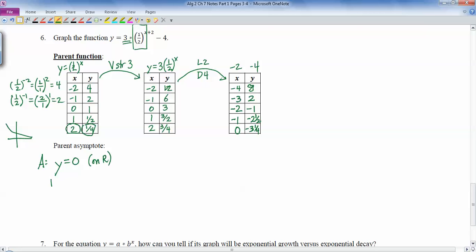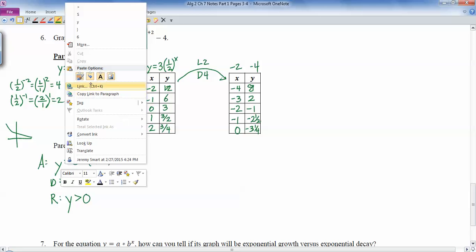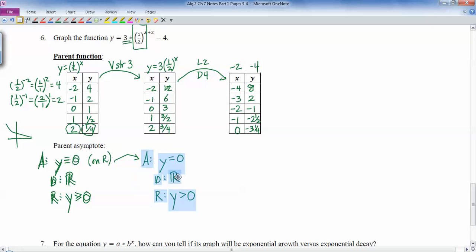Okay, the domain is still going to be all real numbers. And the range is going to be everything above 0 still. Okay, so then when I stretch by 3, that just means multiply the y things by 3. So nothing actually changed here. So these guys are all the same. So let me do this. Copy. Paste. Move it right there.